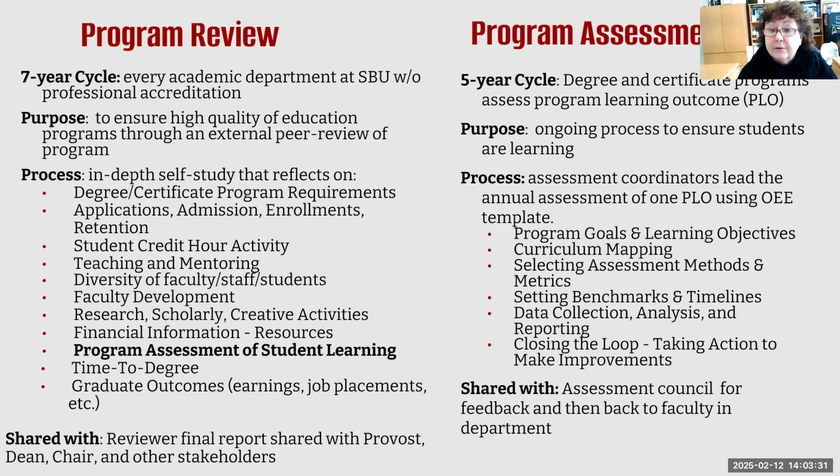Let's turn our attention now to program assessment, and that's what we're here today to talk about. We're talking about evidence that you would use in annual program assessment. Let me just go through the process. It's a 5-year cycle. Every degree program or certificate program must assess their program learning outcomes within a 5-year cycle. So if you have 5 program learning outcomes, as I do in my department, I would assess one with my faculty and staff annually, so that at the end of that 5-year cycle, I've assessed all of the program learning outcomes.